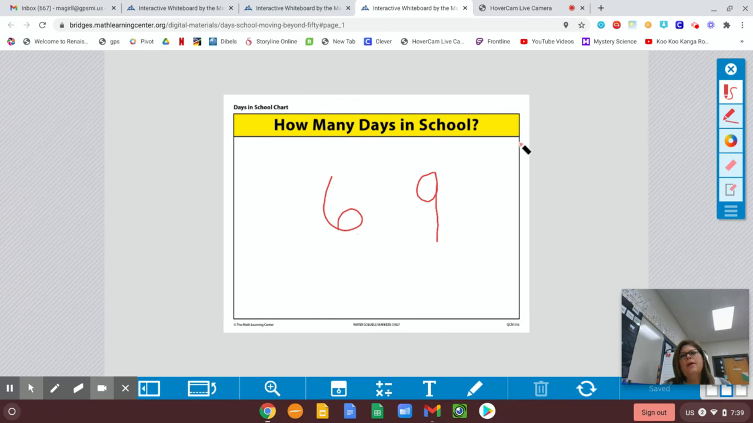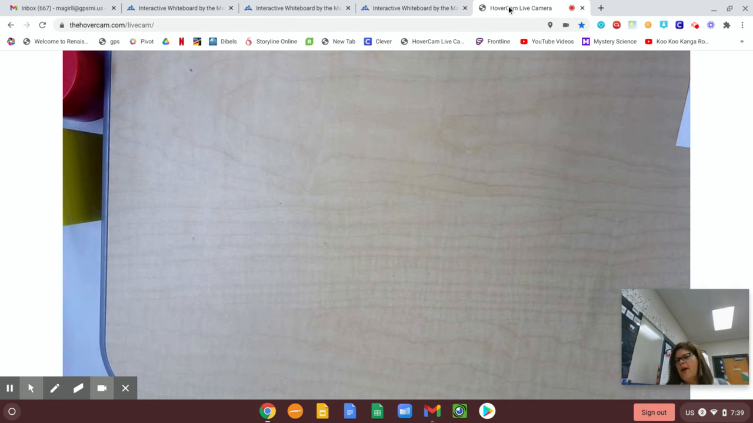Okay, so now I'm going to use my hover cam, and we are going to do a little bit of a review, because today you're going to have a checkpoint, and I'm going to need you to get some paper and a pencil or your whiteboard and marker. And if you don't have it handy, then just push the little pause button and then come back.